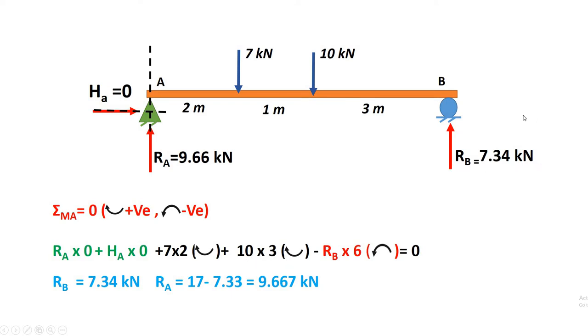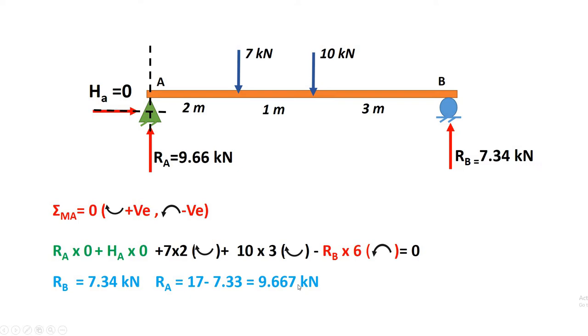Now for Rb, the distance from A is 3 plus 1 plus 2, that is 6. And the nature of the moment is anti-clockwise, and that's why it is negative. So the summation of all moments about A is equal to 0. From this we determined the reactions: Rb is equal to 7.34 kilonewton and Ra is equal to 9.66 kilonewton.